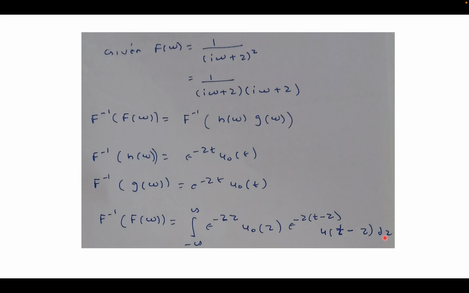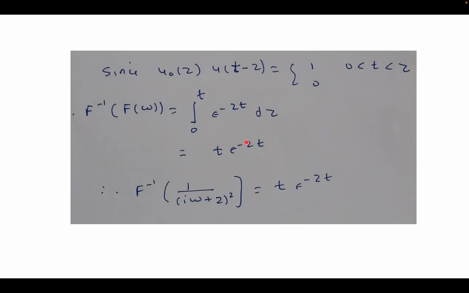Now you already know u naught tau is nothing but a step function, right? And then you have two step functions here, which are u naught tau and u t minus tau, between minus infinity to infinity. Now if you recall the property of this step function, u naught tau and u t minus tau is equal to 1 if tau lies between 0 and t, and 0 otherwise, right? This you have also done in class, where you use this formula of the step functions.